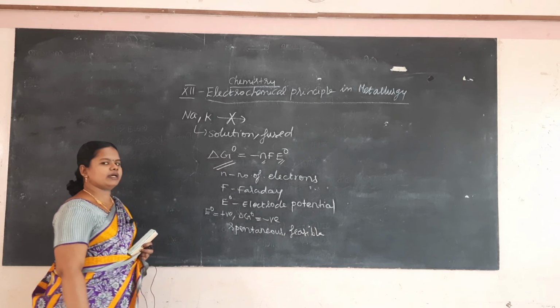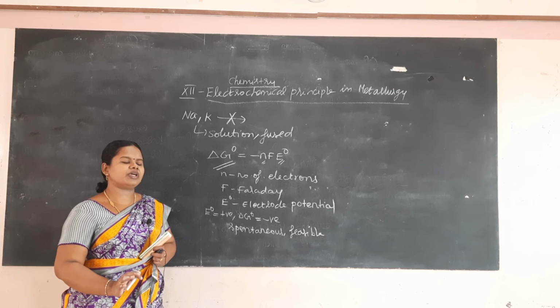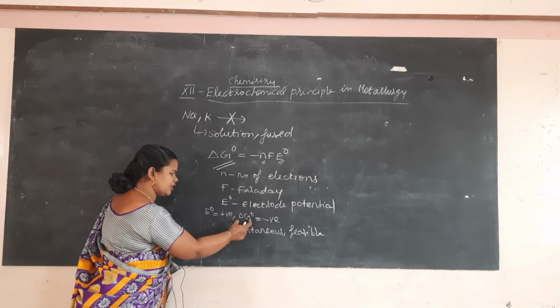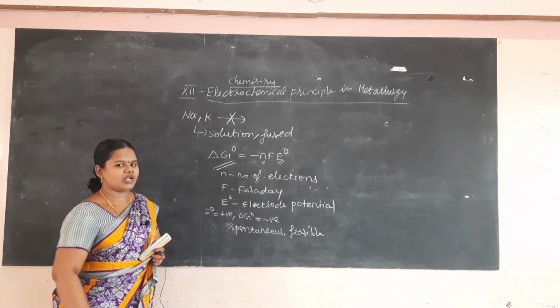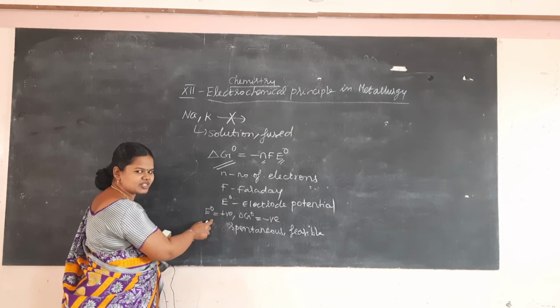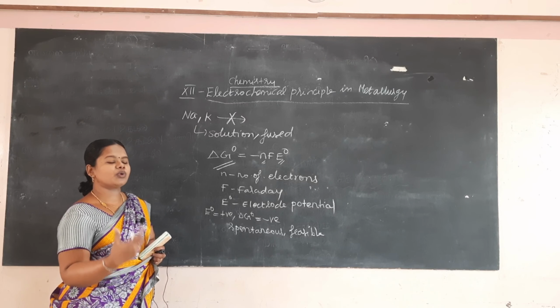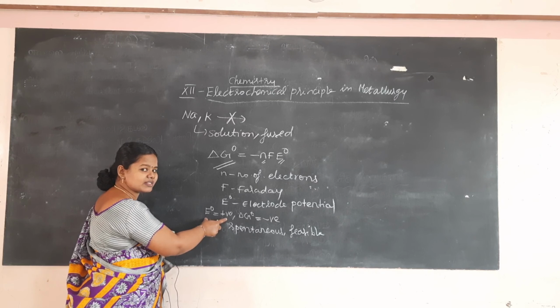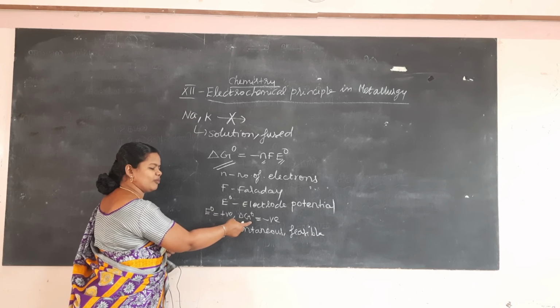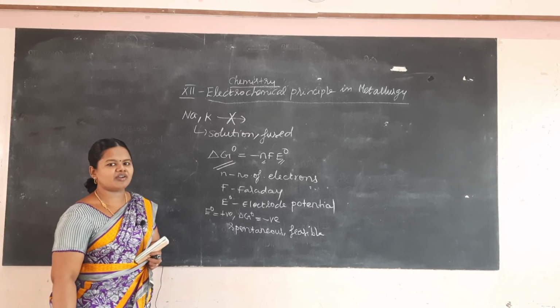So the chemical reaction is planned in such a way that delta G naught comes as a negative value, or the E naught value is positive. The scientists have planned the chemical reaction to get E naught as a positive value, then delta G naught will be negative, and the reaction will be spontaneous or feasible.